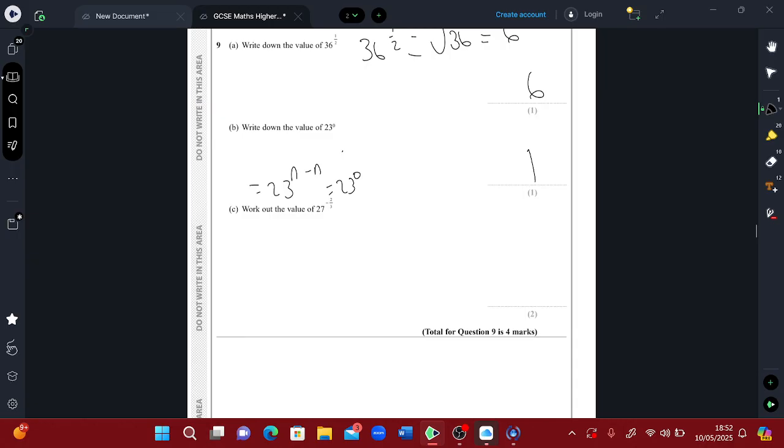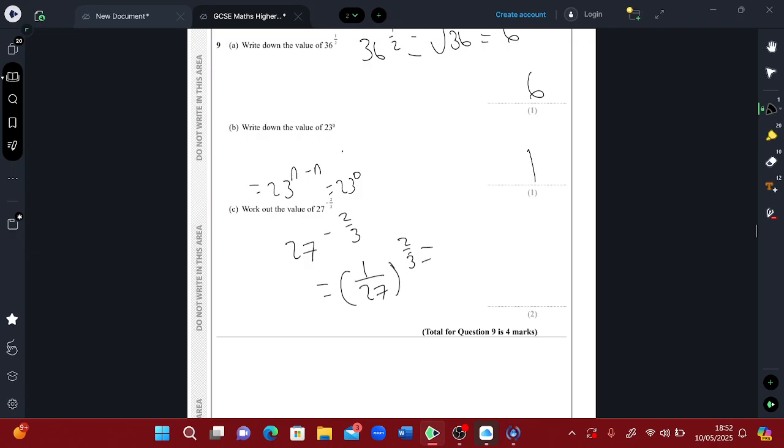And then we got this hefty one, 27 to the minus 2/3. Always break it down with this. So firstly, you've got to deal with the negative. Always deal with the negative first. So that's telling you when you have a negative, you take the reciprocal. So that's going to be 1 over 27 to the 2/3.